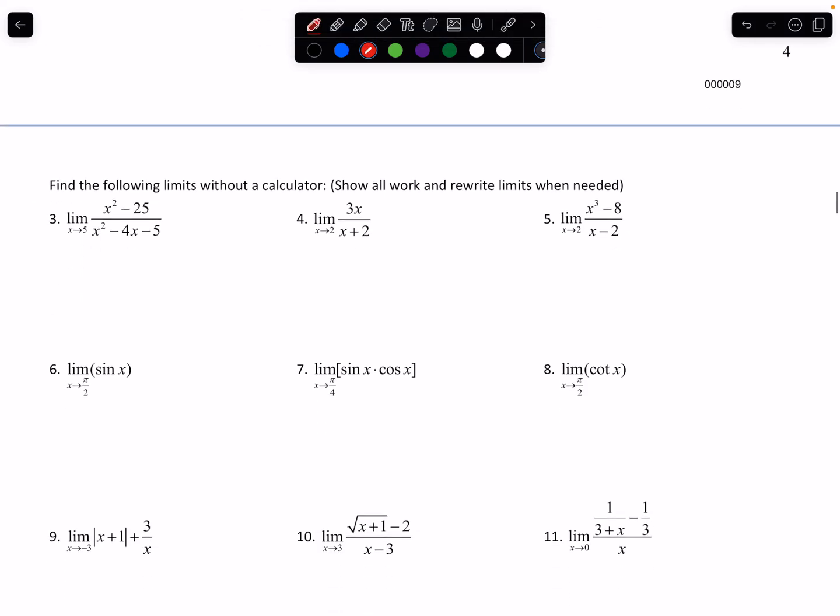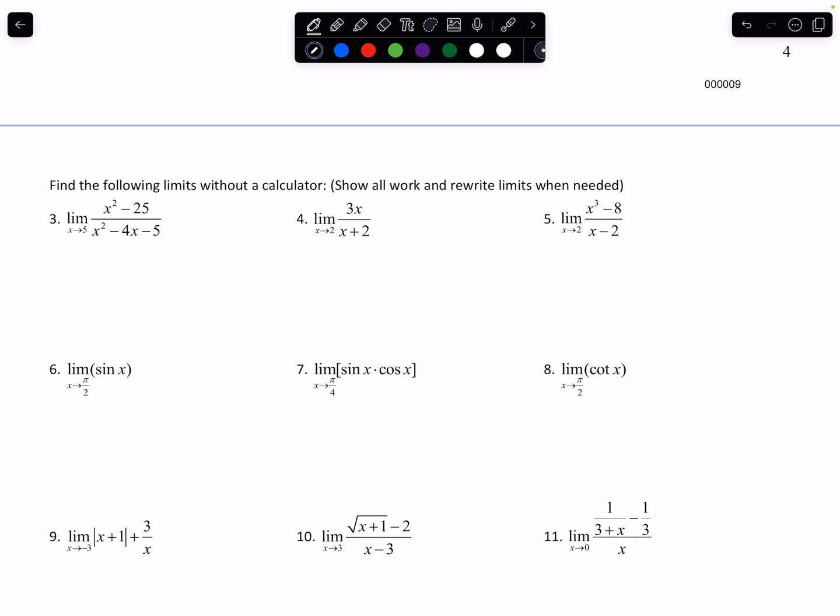Hey, welcome back. In this video, we're going to be looking at taking limits algebraically without a calculator. And you might remember a lot of these. Now, we're going to solve these a lot differently than you probably did last year in pre-cal, mainly for the AP exam. We're trying to get you guys ready for the AP. So let's go ahead and try this.